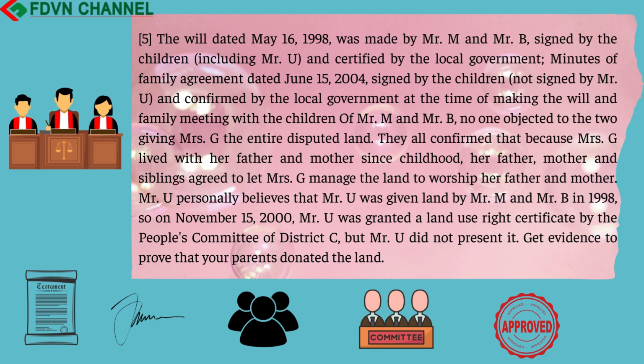5. The will dated May 16, 1998, was made by Mr. M and Mr. B, signed by the children, including Mr. U, and certified by the local government. The minutes of the family agreement dated June 15, 2004, were signed by the children, not signed by Mr. U, and confirmed by the local government at the time of making the will and the family meeting with the children of Mr. M and Mr. B. No one objected to the two giving Mrs. G the entire disputed land.